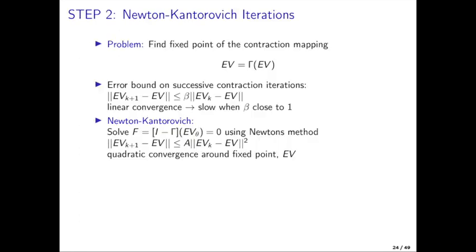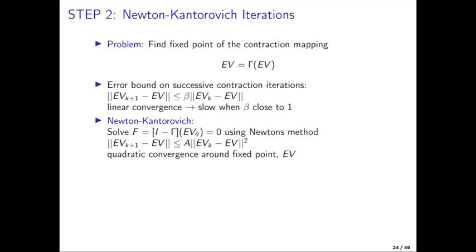Okay, so Newton-Kantorovich iteration, this is a key thing that Su and Judd did not implement, and it's also called policy iterations, essentially. So why do we want to do that? I mean, the problem we want to solve here is finding the fixed point of the contraction mapping. Now if you do successive approximation, you would see that you have linear convergence. You see here it depends linearly on the error.